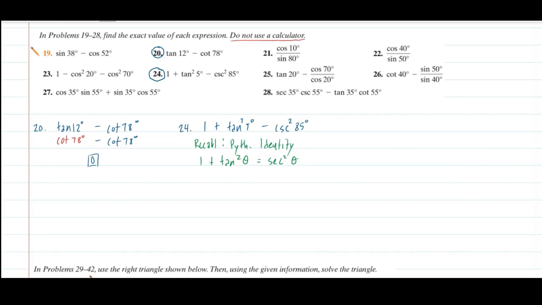And because this piece over here says 1 plus tan squared 5 degrees, well, guess what I'm going to do? I'm going to change that 1 plus tan squared 5 degrees into secant squared 5 degrees. And again, how did I do it? I used the Pythagorean identity. All right. So now here's what the question looks like. It looks like secant squared of 5 degrees minus the cosecant squared of 85 degrees.